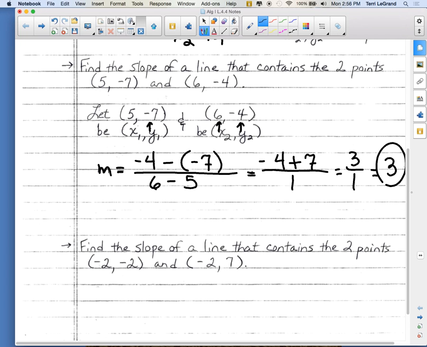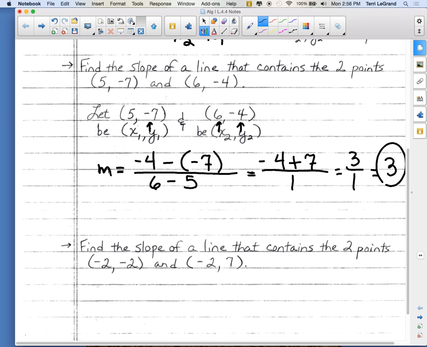What would this line do? What would its behavior be? If we did graph it, what should we expect this line to do on a graph? Here are behaviors. Let me remind you. It either rises from left to right, it falls from left to right, it's a horizontal line, or it's a vertical line. What is this? This is a rising.